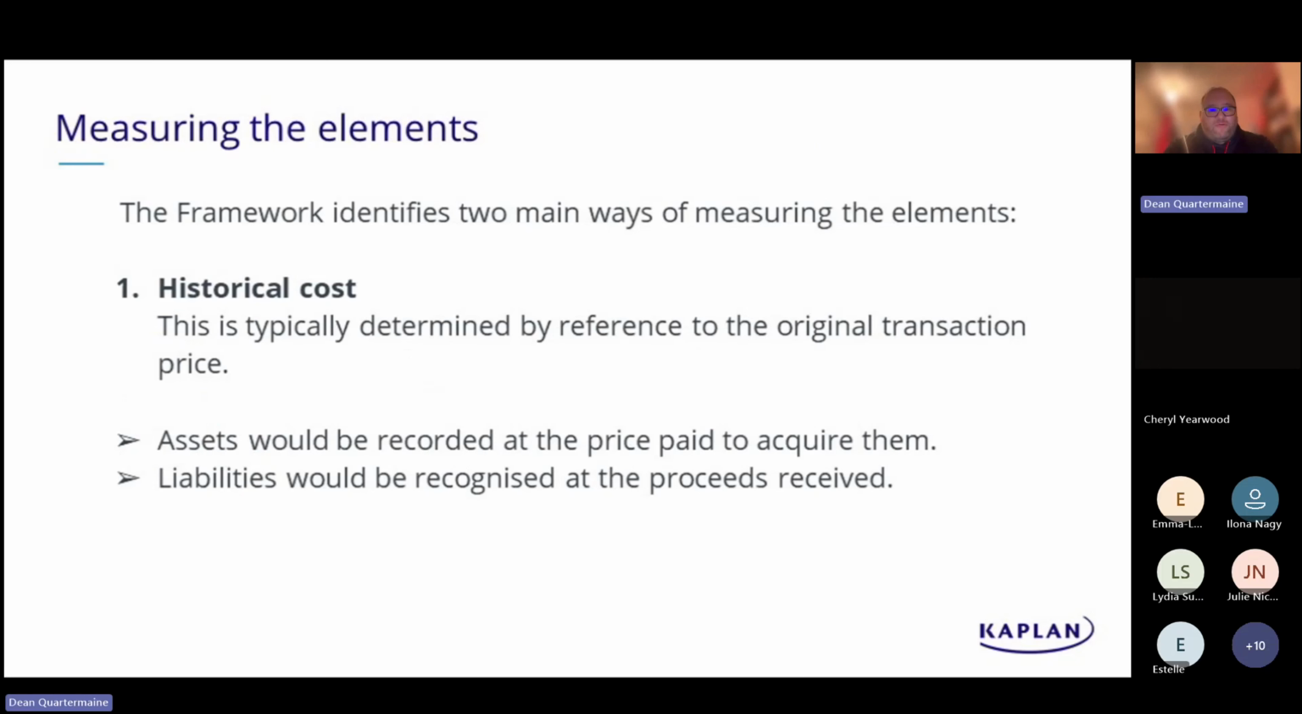Talk a little bit, for a few minutes, about how we measure the value of the elements. The framework identifies two ways of measuring the value of assets, liabilities, and the various different elements of financial statements. One is historical cost, which, as it says, is typically determined by reference to the original transaction price. So assets would be recorded at the price you paid to acquire the asset. Liabilities would be recognised at the proceeds received, and ultimately, what historically would it have cost to discharge that liability?